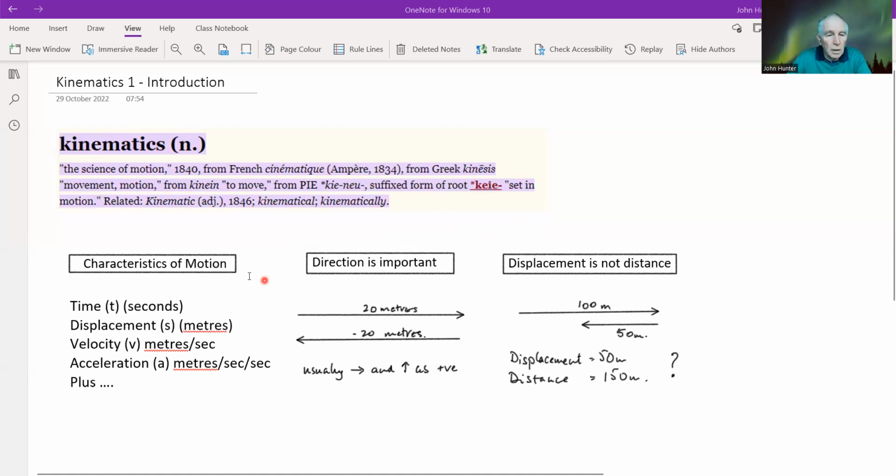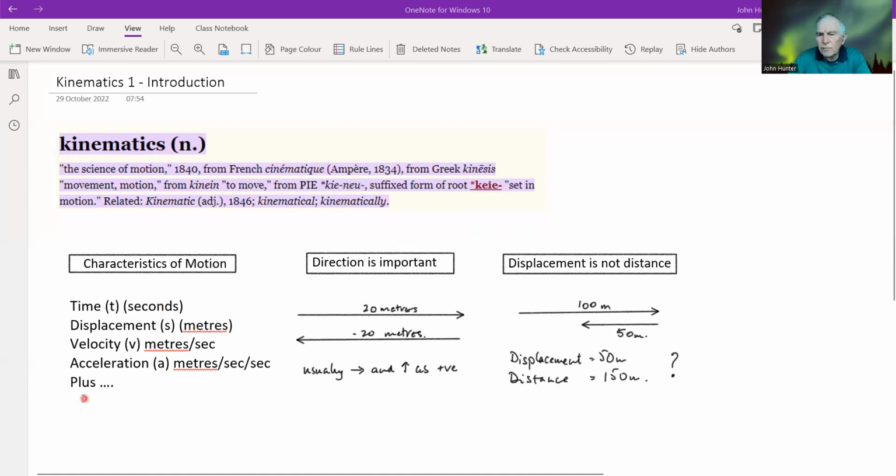And how do we describe this motion? What are these problems all about? Characteristics of motion. Well, we're talking about problems that relate time, displacement, velocity, and acceleration. So velocity is meters per second, acceleration is meters per second squared. You notice these are all metric units that we're sort of used to.